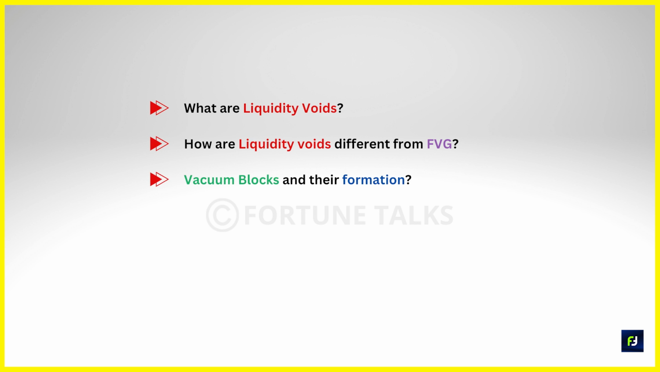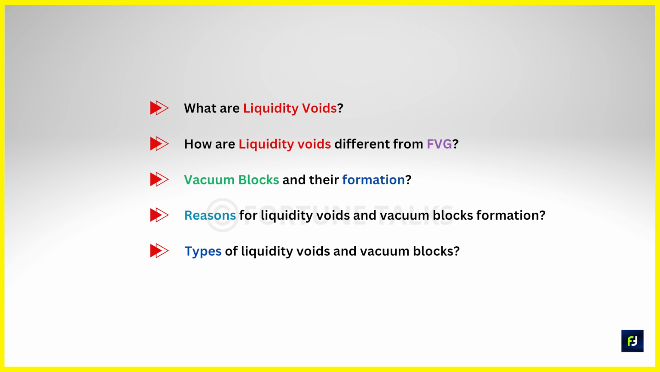Then we will talk about vacuum blocks and their formation. We will also investigate the reasons why liquidity voids and vacuum blocks are formed on the charts. We will also look at the different types of liquidity voids and vacuum blocks. And finally, we will briefly discuss what to expect from these areas.